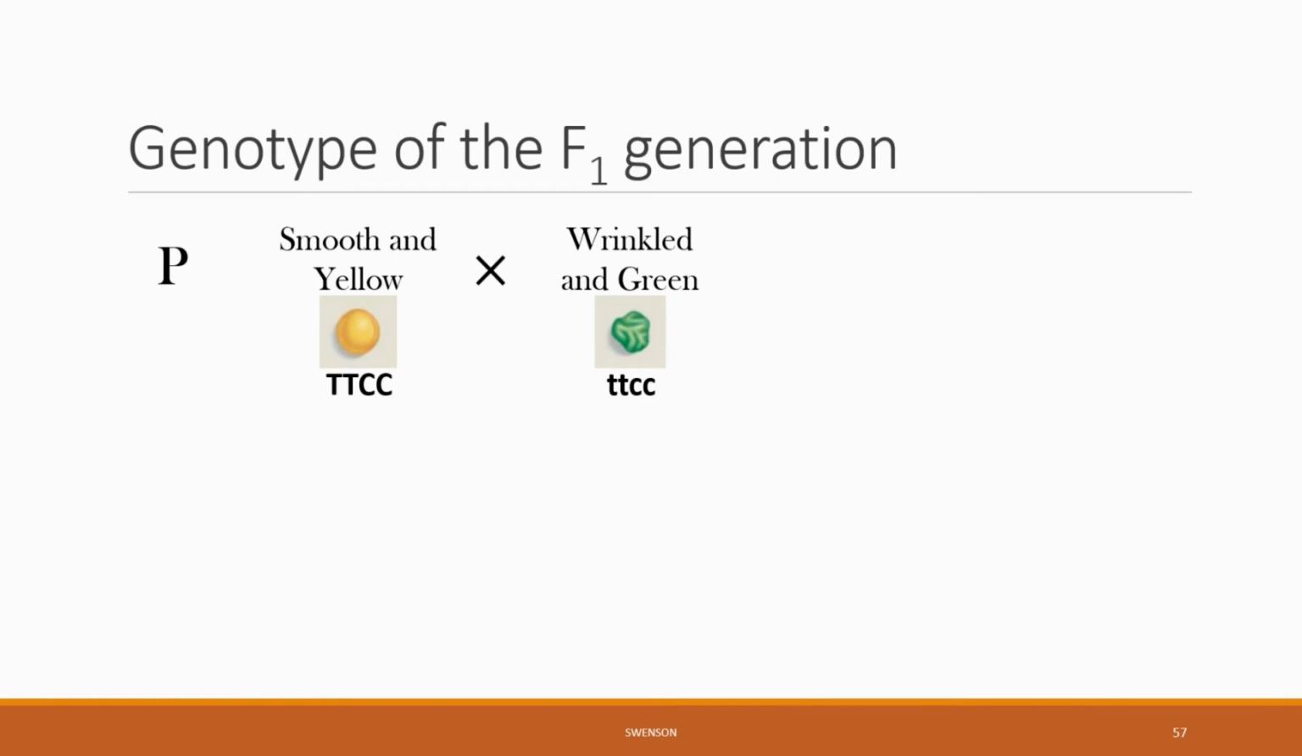Therefore, no matter how the gametes from these 2 different parents combine, all offspring are going to end up with one copy of each allele for both of these traits. They will get a capital T and capital C from the smooth yellow parent, and a lowercase t and lowercase c from the wrinkled green parent. Because they have one copy of the dominant allele for both traits, the recessive allele is overridden, and all offspring present as round and yellow.